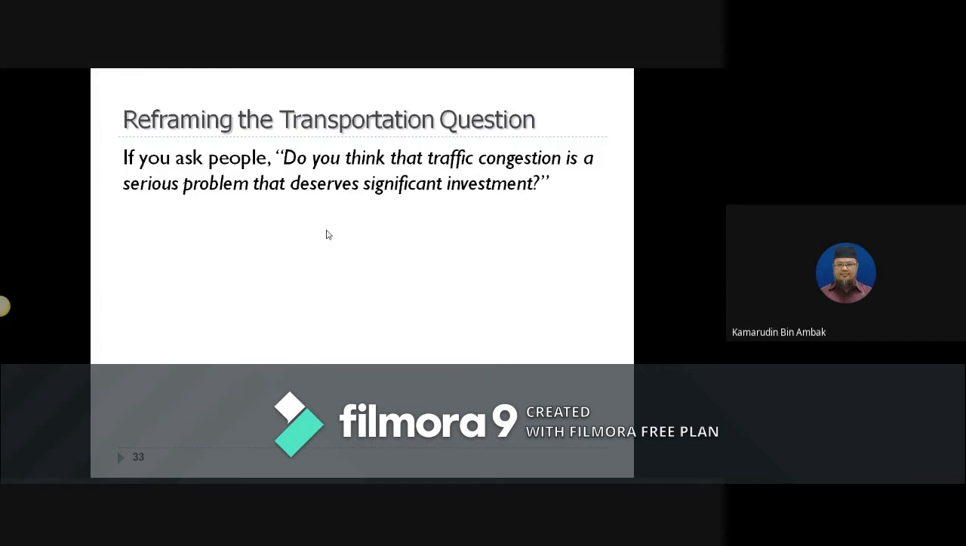So this question is quite common, and I think the majority will answer what? Yes. Most would probably answer yes. Yes, of course, because we have a problem, so we need to do something. Of course, we have to spend money to solve the problem, the issue.